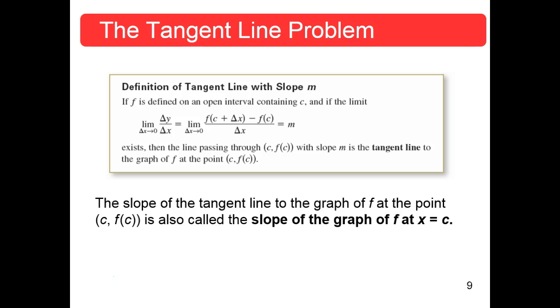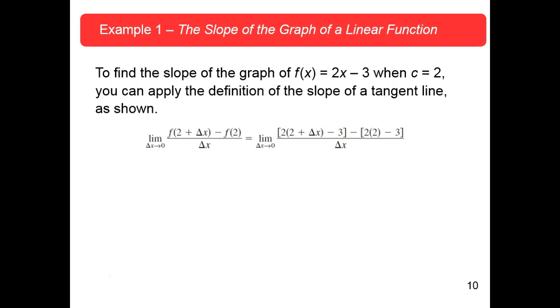The slope of that tangent line to the graph of f at the point (c, f(c)) is also called the slope of the graph. You don't always have to say the tangent line. The slope of the graph at that point. Later, when that line represents the velocity, that would be the instantaneous velocity, not average velocity, which the secant line would be. Okay? So here's example 1.